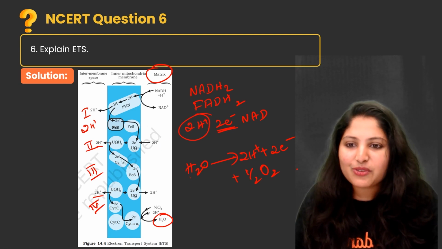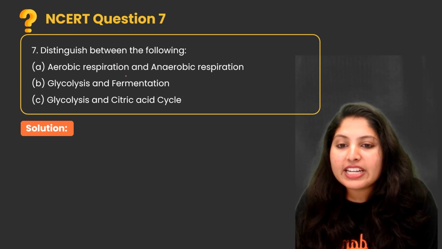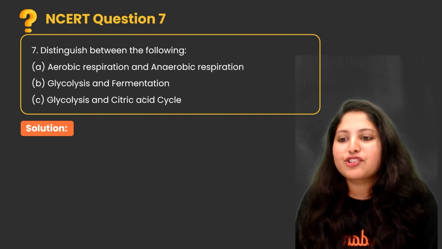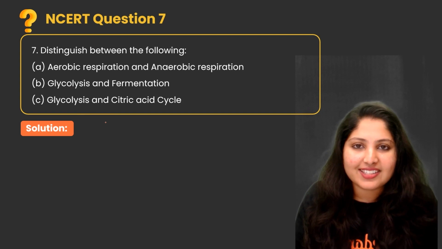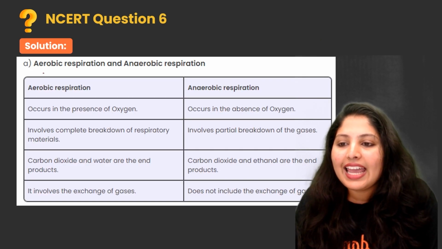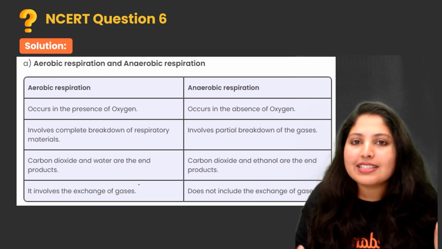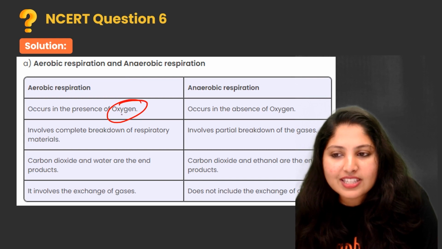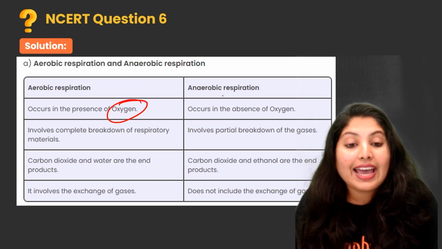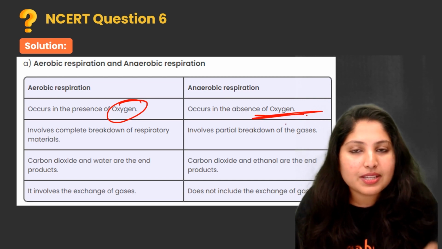Yes. Next question. Distinguish between the following: aerobic respiration and anaerobic respiration, glycolysis and fermentation, glycolysis and citric acid cycle. Okay, let's discuss one by one. First one is aerobic respiration and anaerobic respiration. The first difference itself is the presence of oxygen. Aerobic respiration means with the help of oxygen. Anaerobic respiration means without oxygen, in the absence of oxygen.